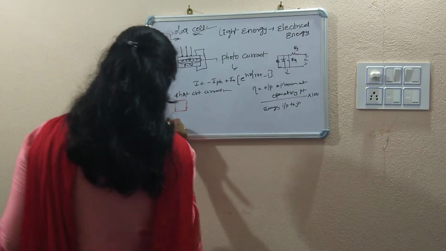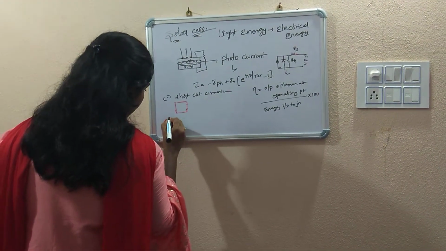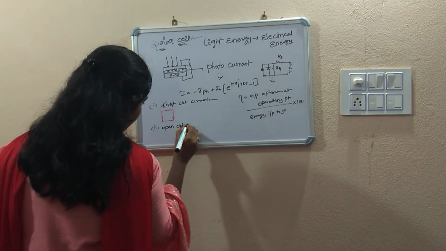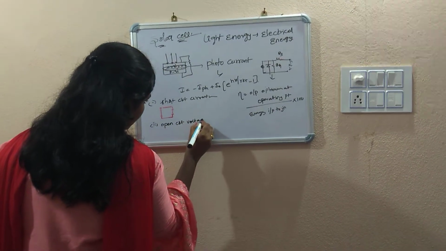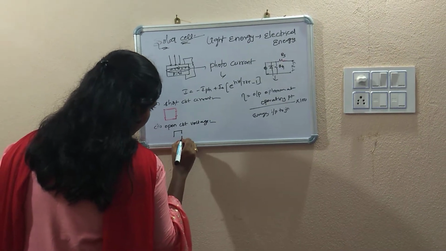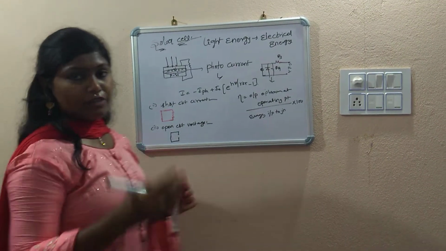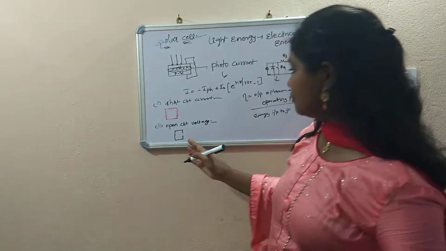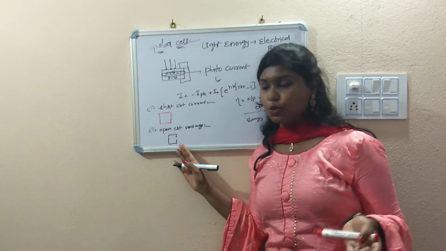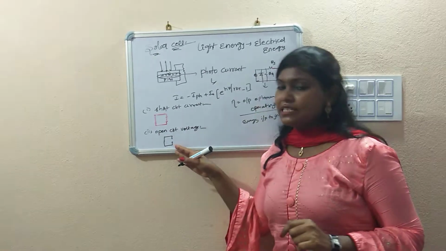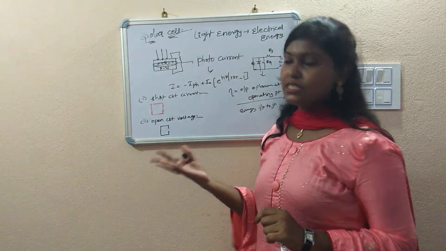Next one, open circuit voltage. That means when the two terminals of the junction are kept open, it is the maximum voltage across the junction when the current flowing through the circuit is 0.